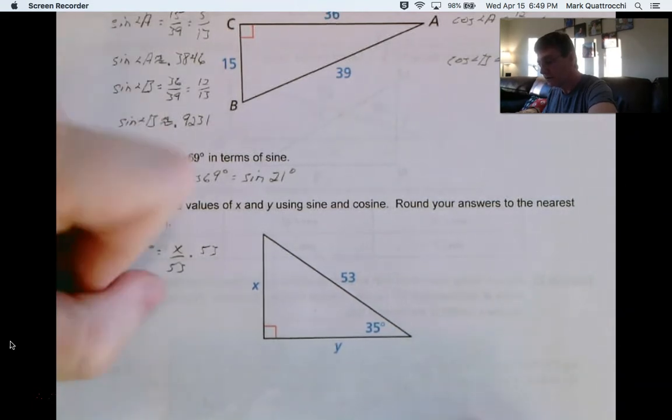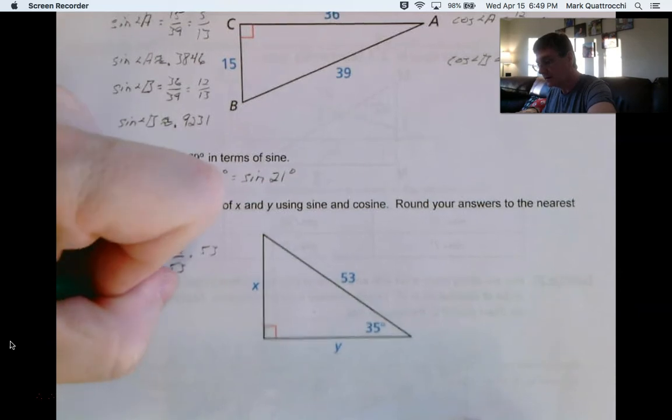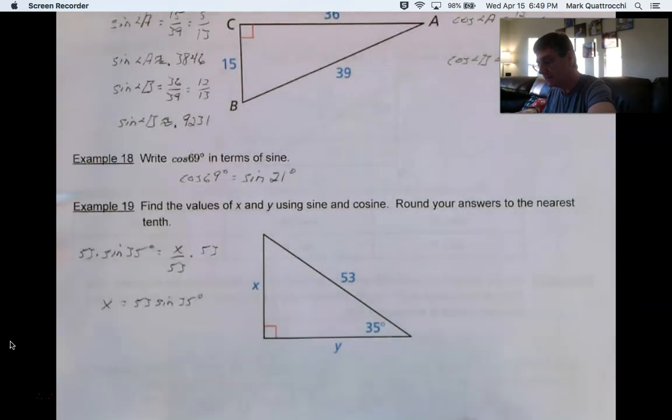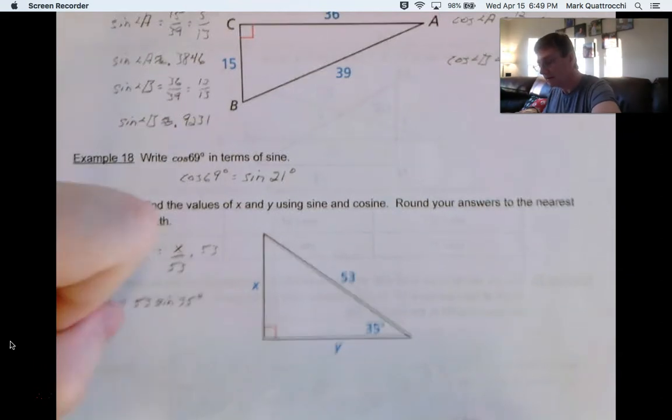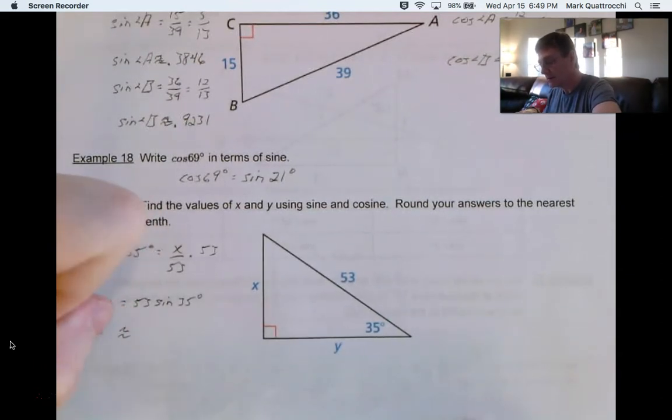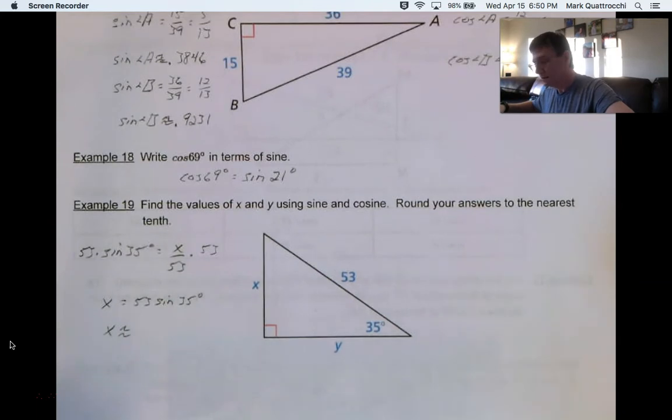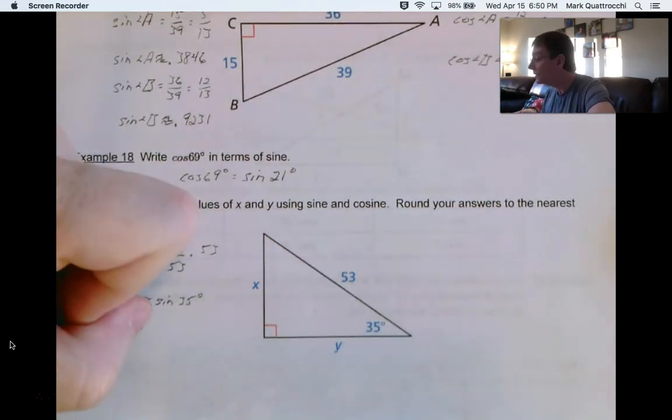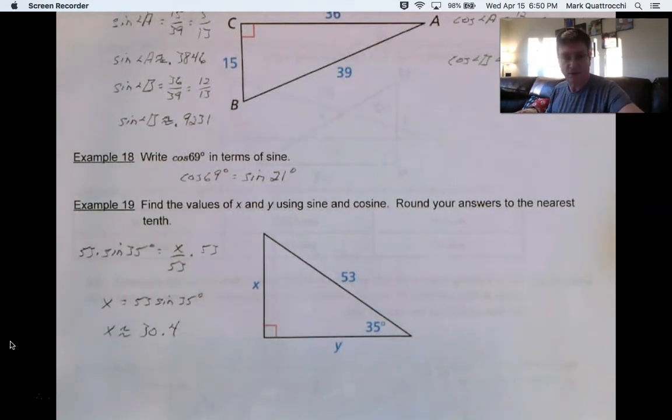X equals 53 sine 35 degrees, rounding to the nearest tenth. Go to our calculator. 53 sine of 35, and I've got 30.4 is the value of x.